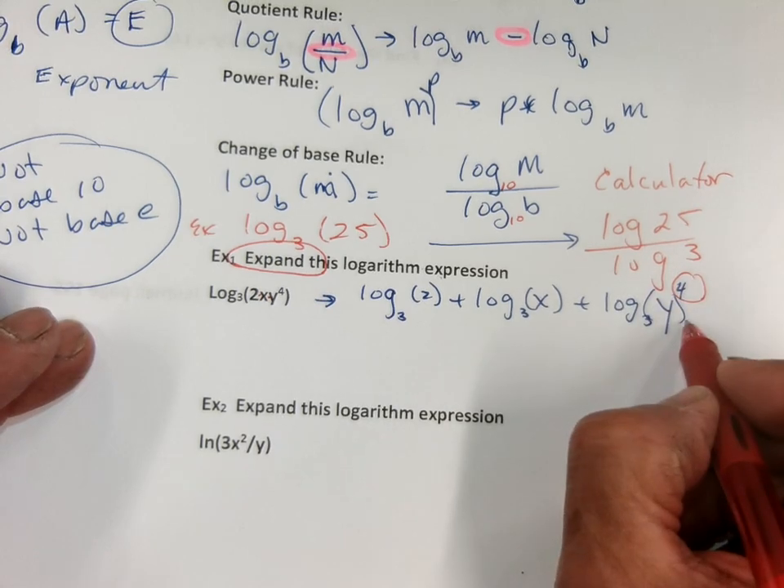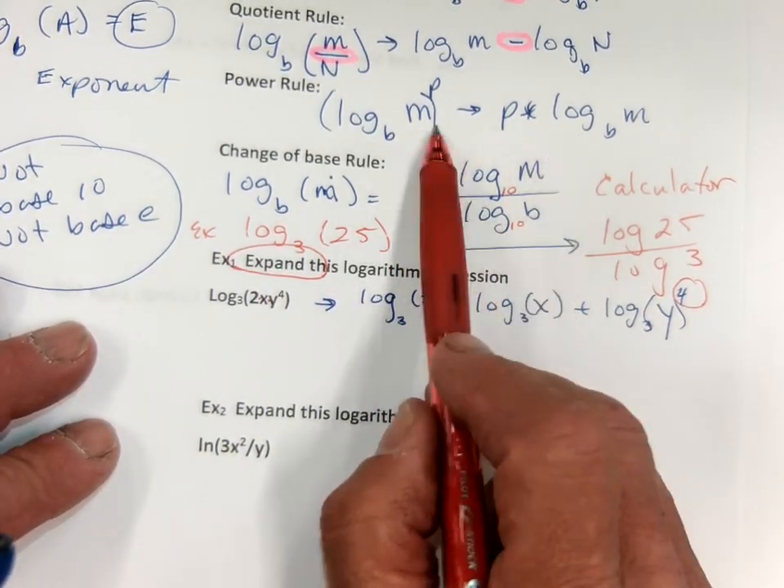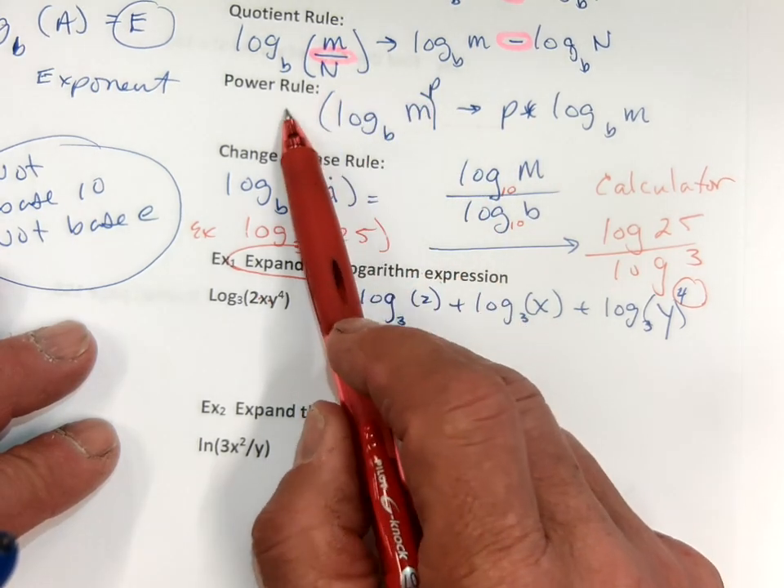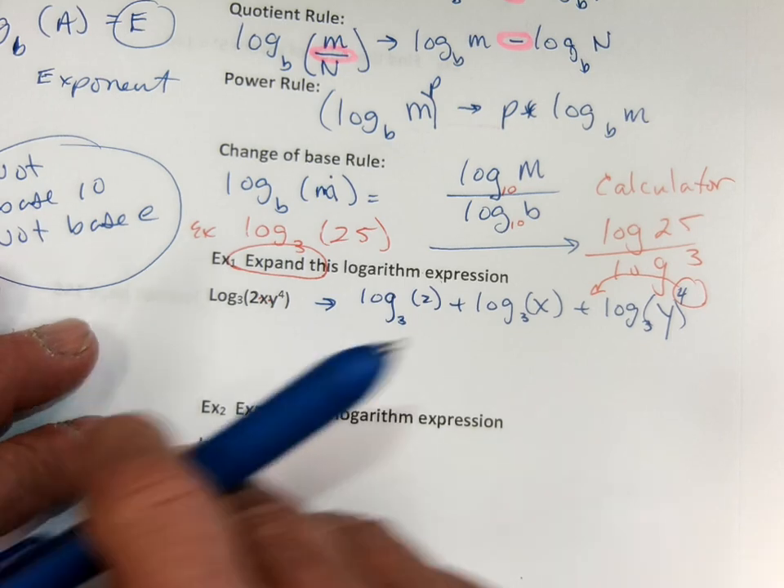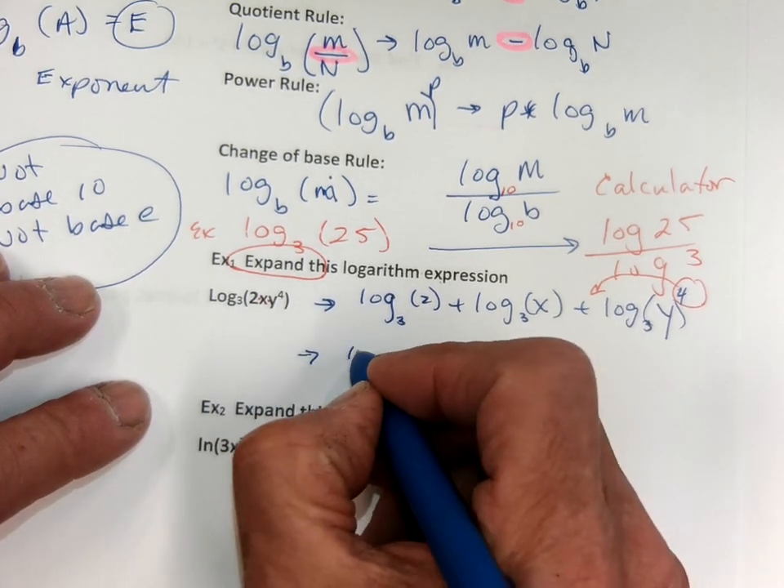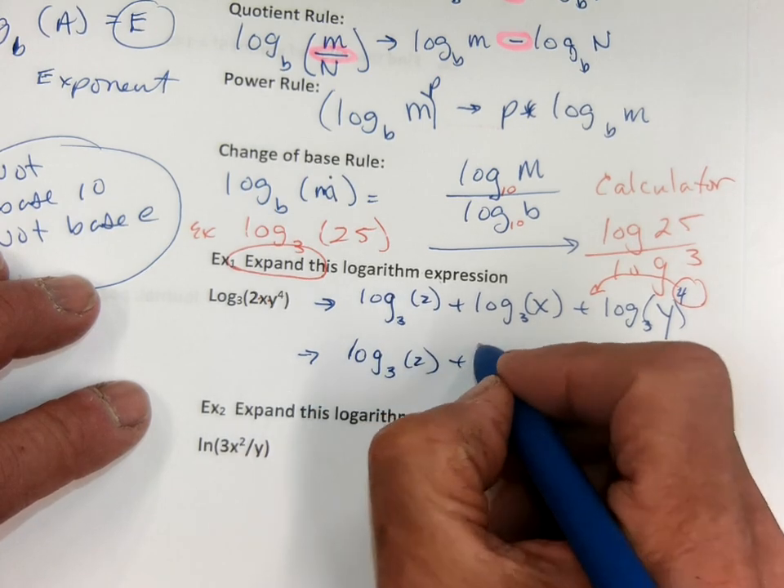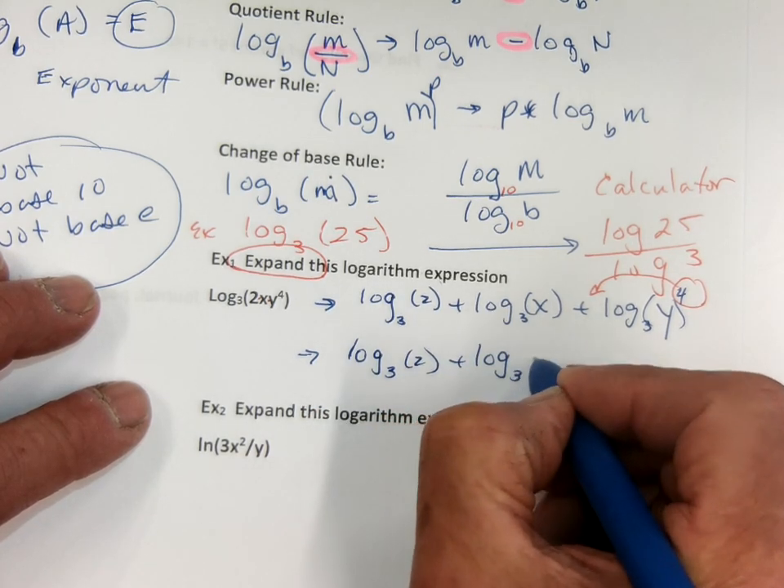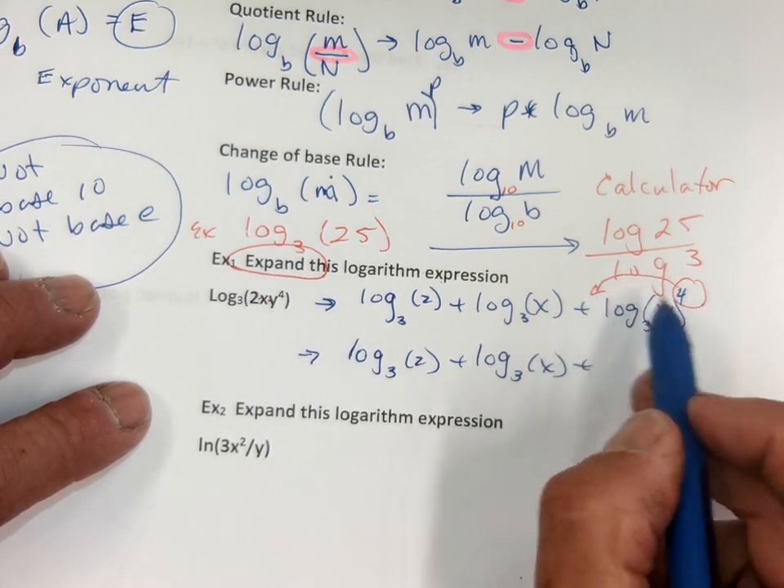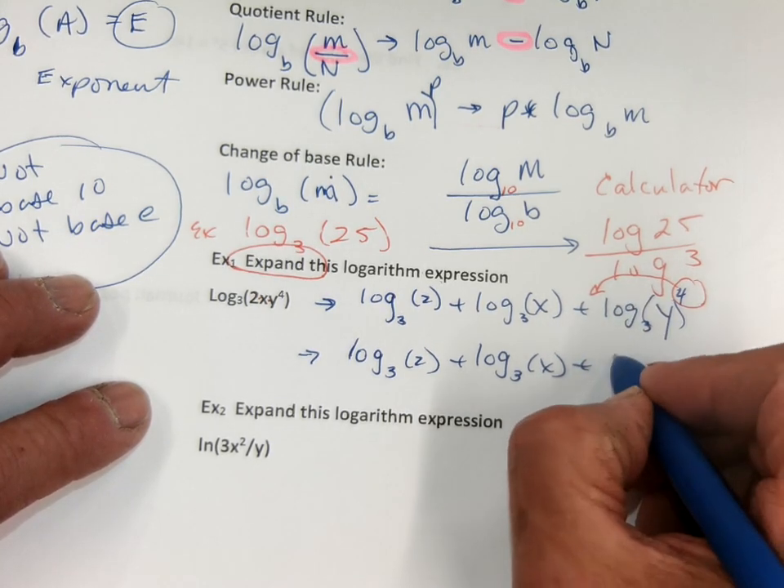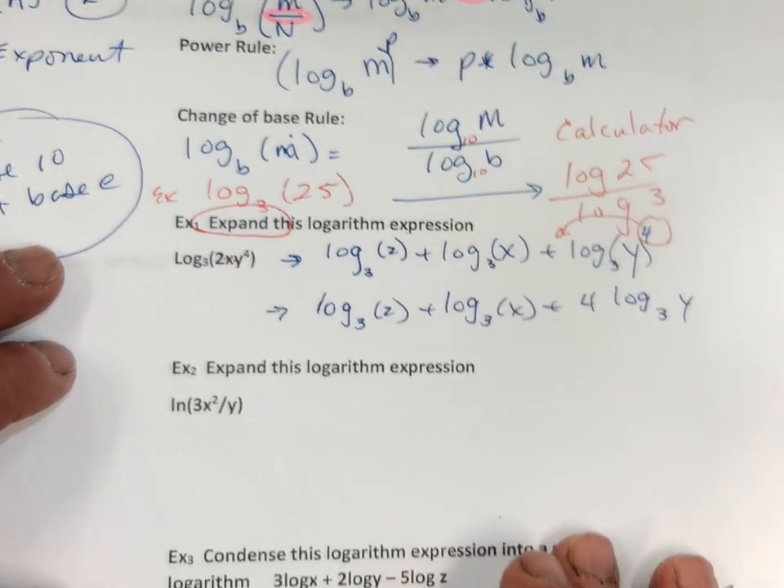Now there's one more thing I'm going to do. I have an exponent on y, so I'm going to apply this rule right here. I'm going to bring the exponent down, bring this 4 down in front. And I'll rewrite this as log base 3 of 2 plus log base 3 of x plus 4 times the log base 3 of y. Okay? You'll have a problem like that on your test.